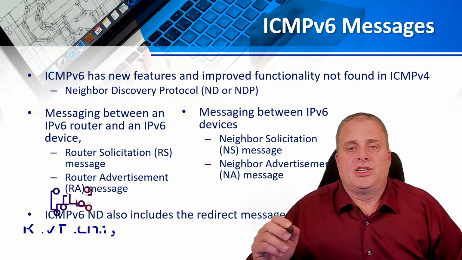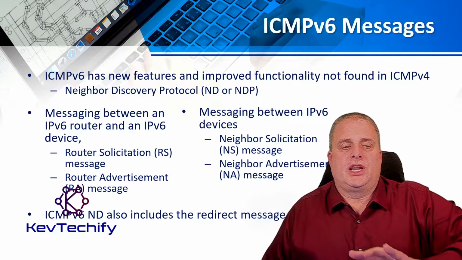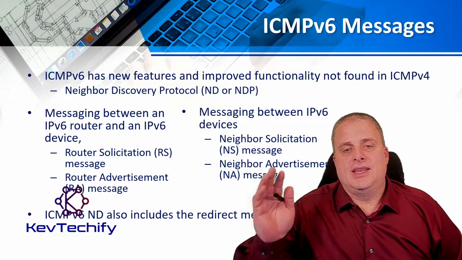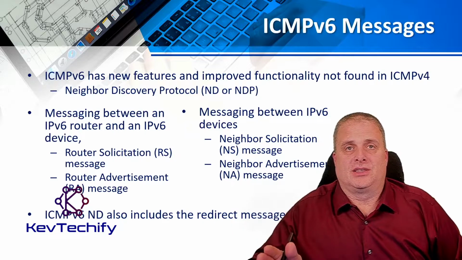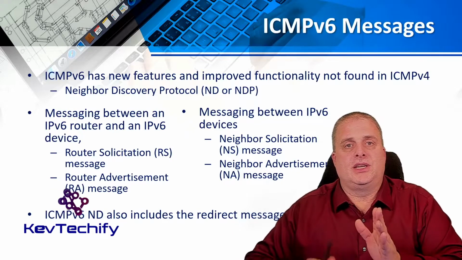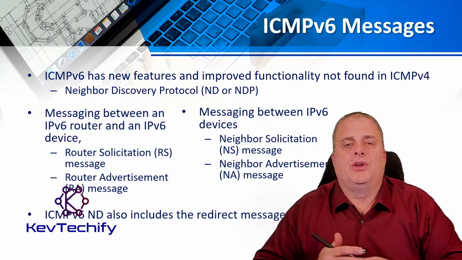Also, messaging between IP version 6 devices. So the first one was router solicitation, router advertisement. That happens between a host and a router. The next type is messaging between IP version 6 devices. And so 2 PCs running IP version 6, a PC and a printer, PC and a mobile device. It's the end devices, they're communicating back and forth.